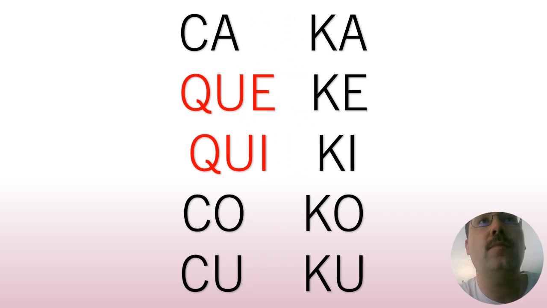Okay? If we want to have a hard K sound, or Ka in Spanish, we change it for a Q, a QU. Ka, Ke, Ki, Ko, Ku. The same sound as the letter Ka in Spanish, or the K in English.